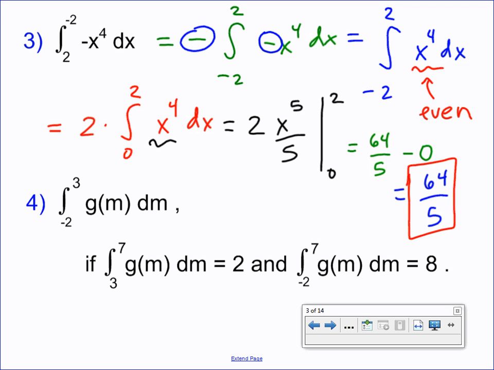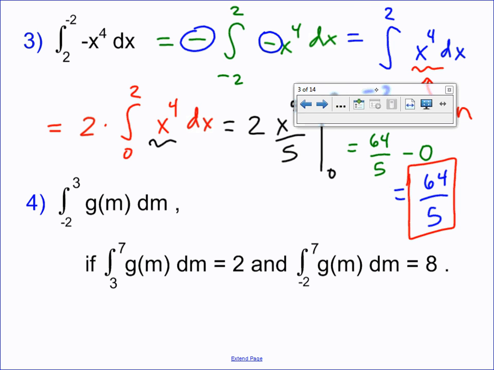All right, let's finish it up. So number 4, we weren't given any integrand function. I mean, we were given an integrand function, g of m, but we didn't know its equation symbolically. Instead, we were told the value of the definite integral at several different domain bounds. And so it looks like we want to find the integral of g with respect to m from negative 2 to 3 if the integral from 3 to 7 is 2 and the integral from negative 2 to 7 is 8. And so I think it's helpful to look at this geometrically.